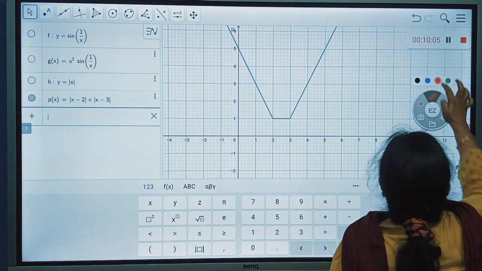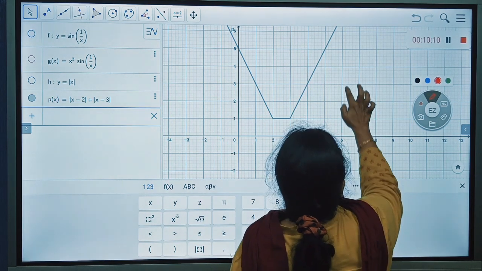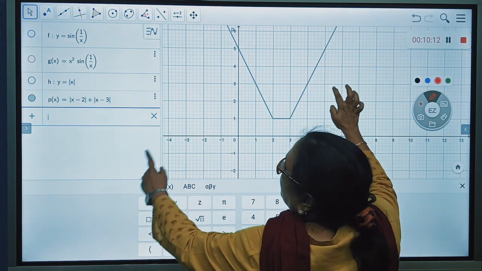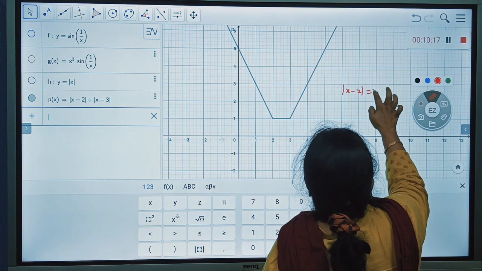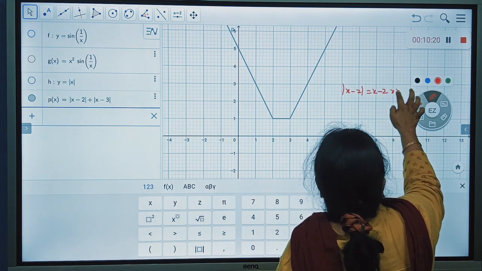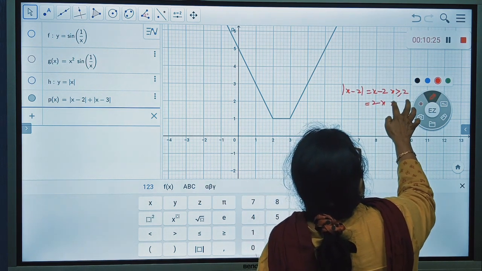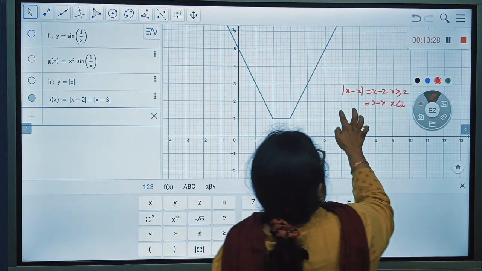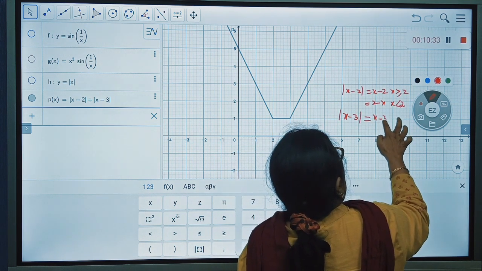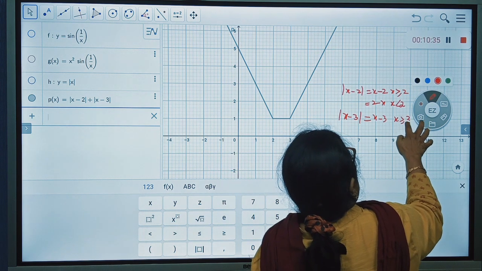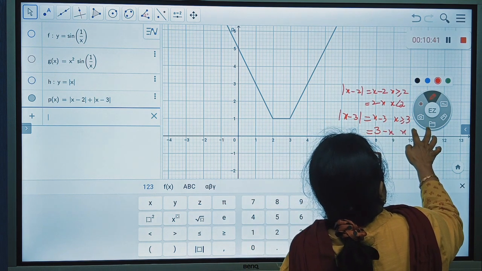Let me redefine the function for you. We saw that f of x equals modulus of x minus 2 plus modulus of x minus 3. Modulus of x minus 2 equals x minus 2 when x is greater than or equal to 2, and equals 2 minus x when x is less than 2. Modulus of x minus 3 is x minus 3 when x is greater than or equal to 3, and equals 3 minus x when x is less than 3.